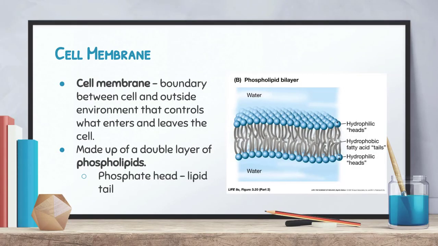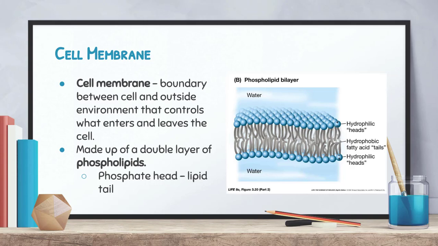So we talked a little bit about the cell membrane in our previous video, and that cell membrane is the boundary between the cell and outside environment that controls what enters and leaves the cell. So essentially the cell membrane is the boundary between living and non-living. Now if we look at it up close, it's made up of a double layer of what are called phospholipids. Now phospholipids are made up of two things, a phosphate and a lipid group. The phosphate is the head of the phospholipid, and the lipid is the tail.